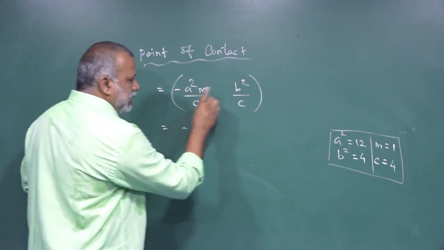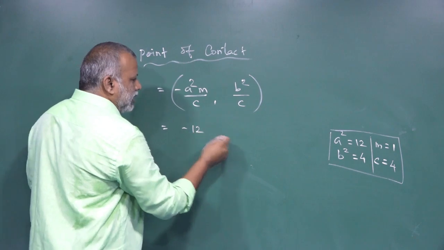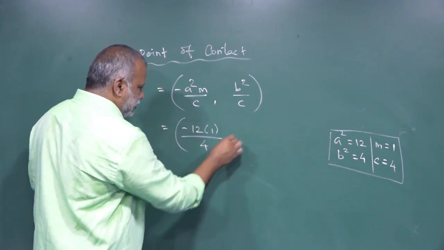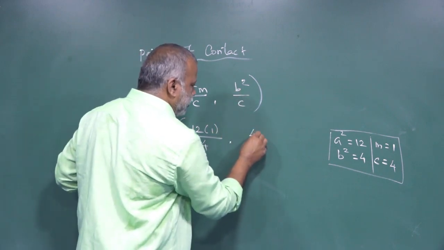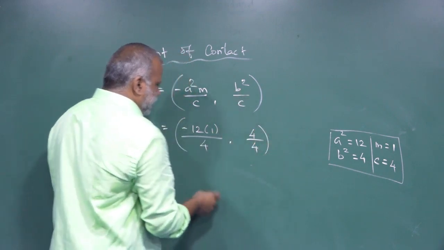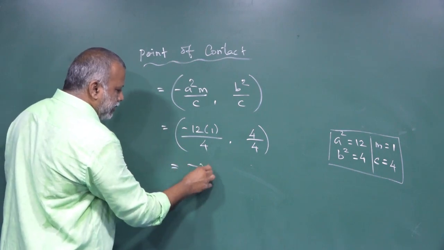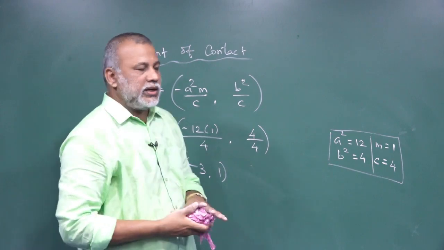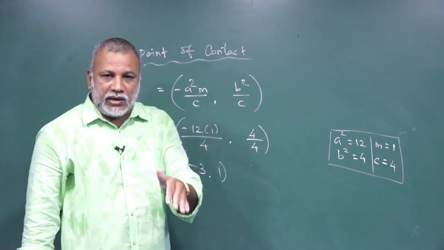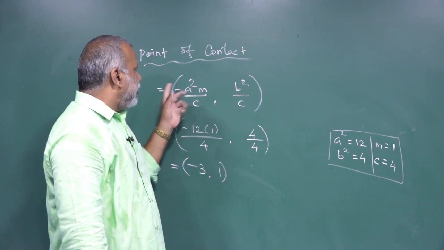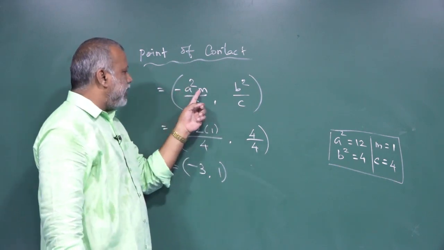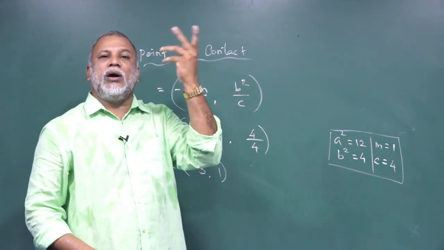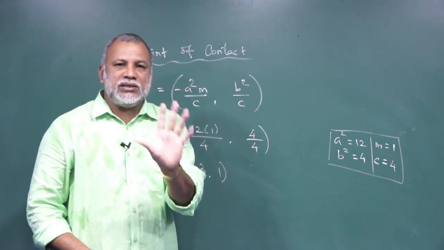Now see, a squared is 12. The value of m is 1. Divided by the value of c, which is 4. Comma, b squared value is 4, c value 4. So 4 and 12 will be reduced. That means minus 3, comma 1. This is said to be the point of contact. Refer to this formula in your theoretical concept. We already derived this one. Point of contact is minus a squared m by c, then b squared by c. Suppose the question is asked for a hyperbola, then what are the changes?